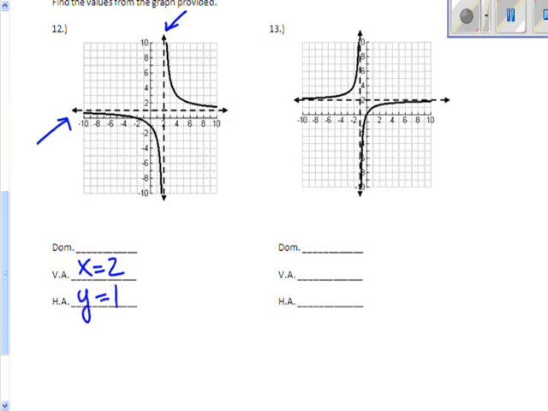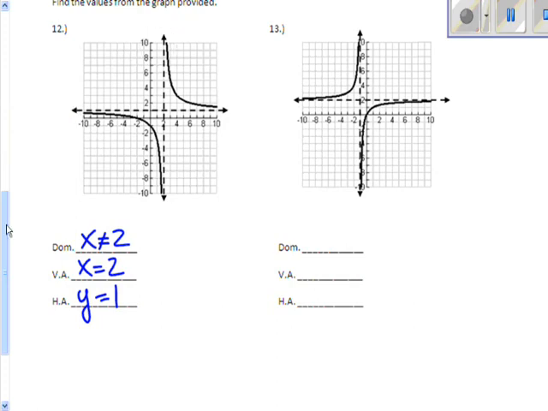And remember, the vertical asymptote literally came from my restrictions. So if I have a vertical asymptote at x equals 2, it means I have a restriction: x cannot equal 2, because that's the one place where we're not going to have an x value. The graph is never going to cross that line, because it's a vertical asymptote.